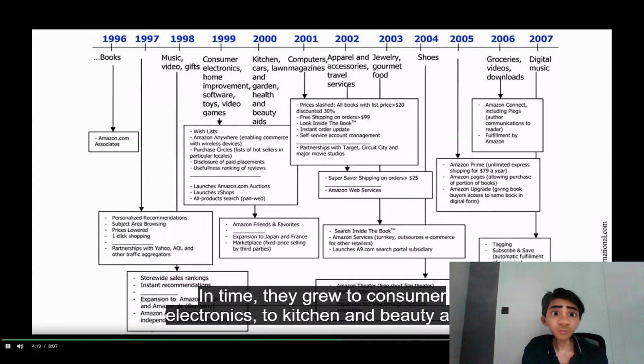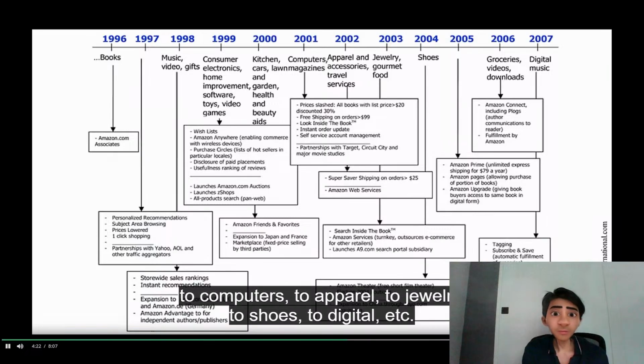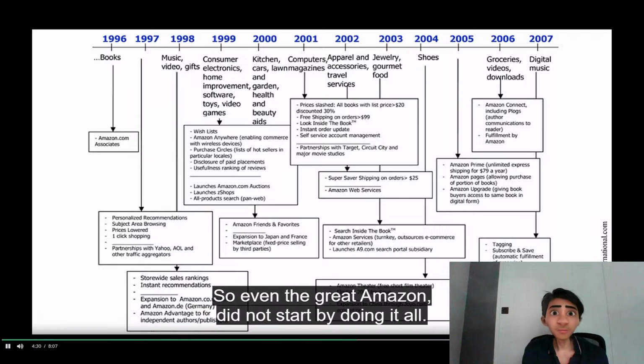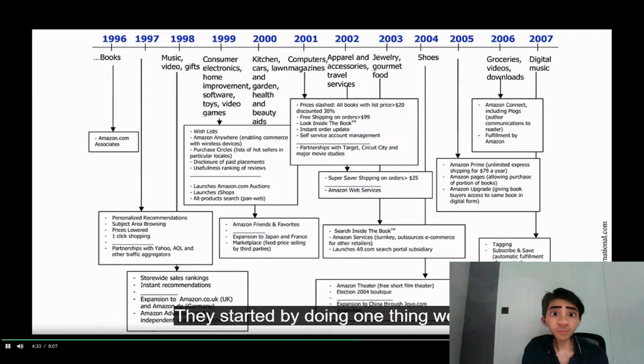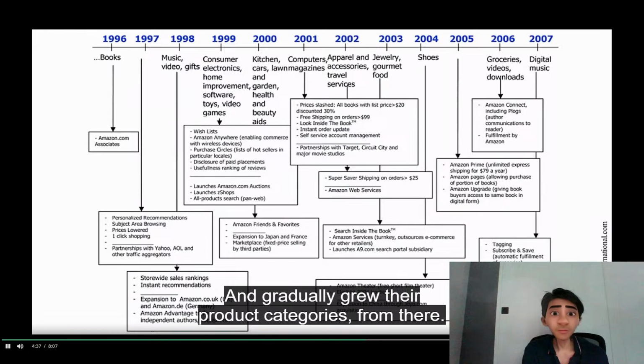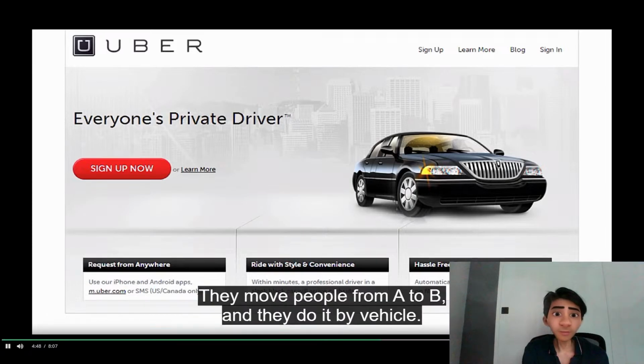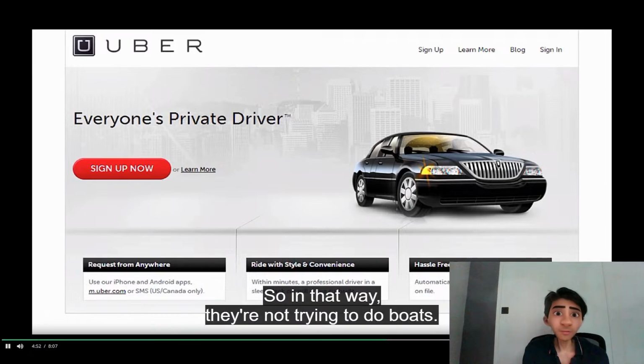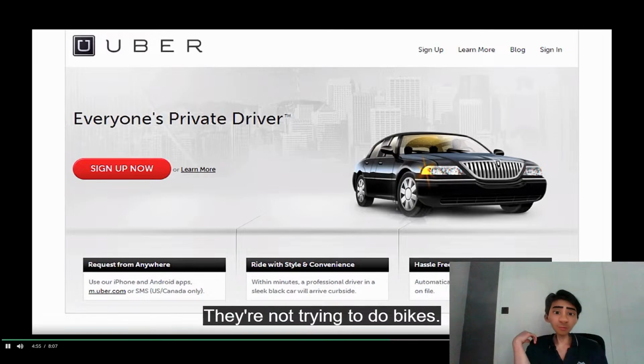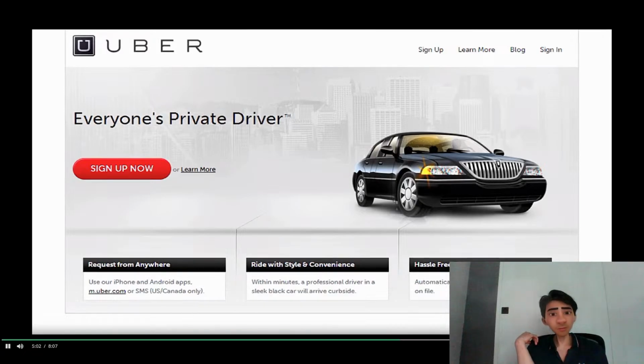In time, they grew to consumer electronics, to kitchen and beauty aids, to computers, to apparel, to jewelry, to shoes, to digital, etc. So even the great Amazon did not start by doing it all. They started by doing one thing well and gradually grew their product categories from there. Uber, tremendous company, tremendous success in the US and abroad. They do one thing. They move people from A to B, and they do it by vehicle. So in that way, they're not trying to do boats, they're not trying to do aircraft, they're not trying to do bikes. They arguably could do those things, but they focused on doing one simple thing and doing it well.